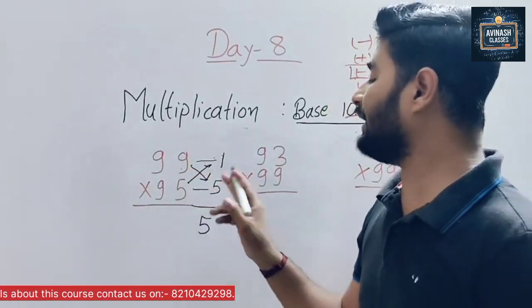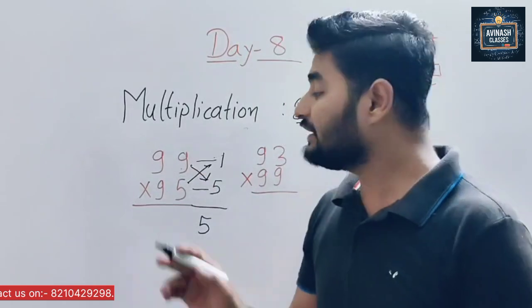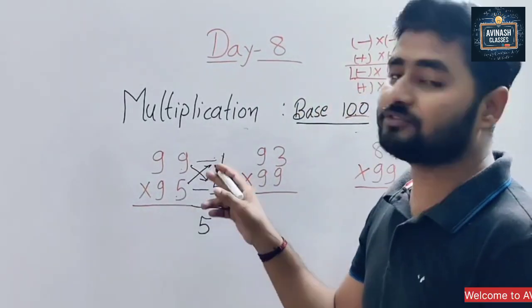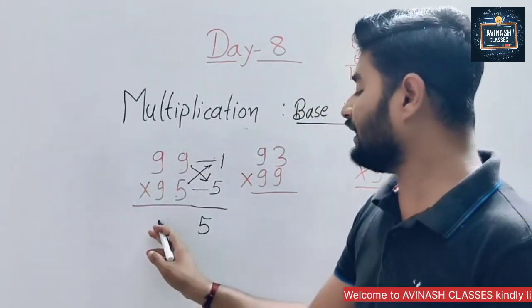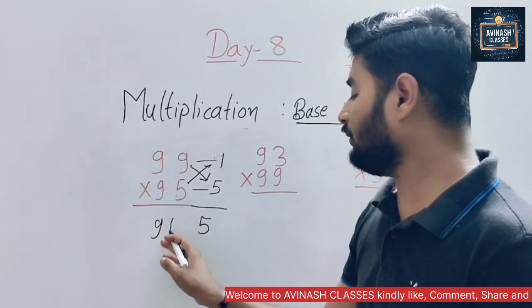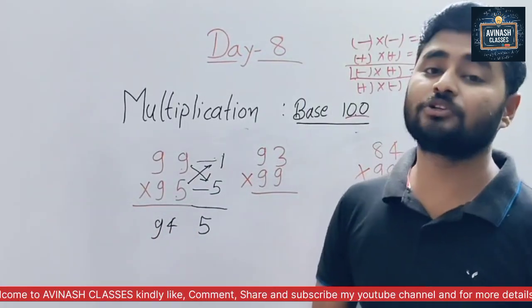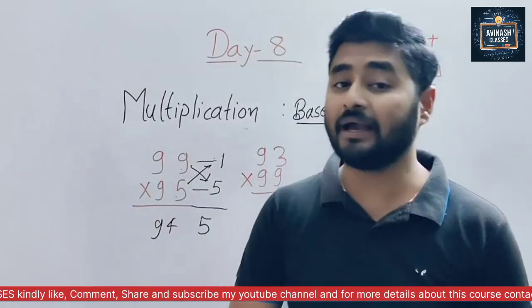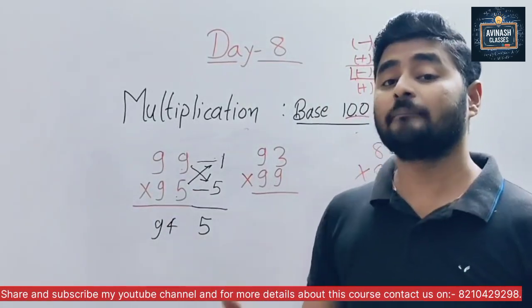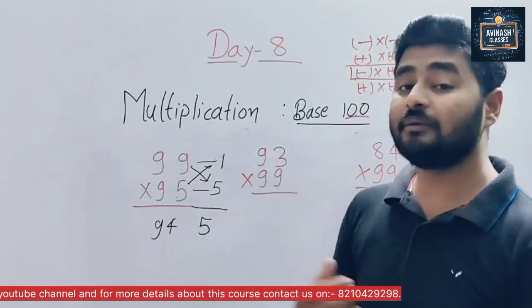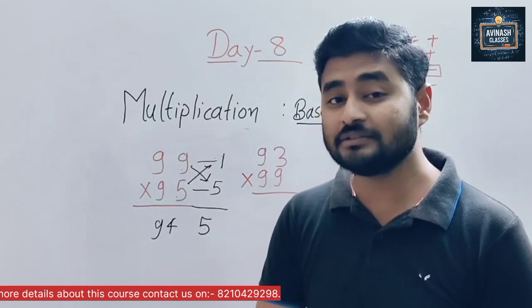Like 99 minus 5, what do we get here? 94. And 95 minus 1, 94. So here we write 94. Now tell me, is this correct? Many students think that this is correct. Many of you are thinking that this is wrong. But actually this is wrong. Now tell me the reason, what is wrong?